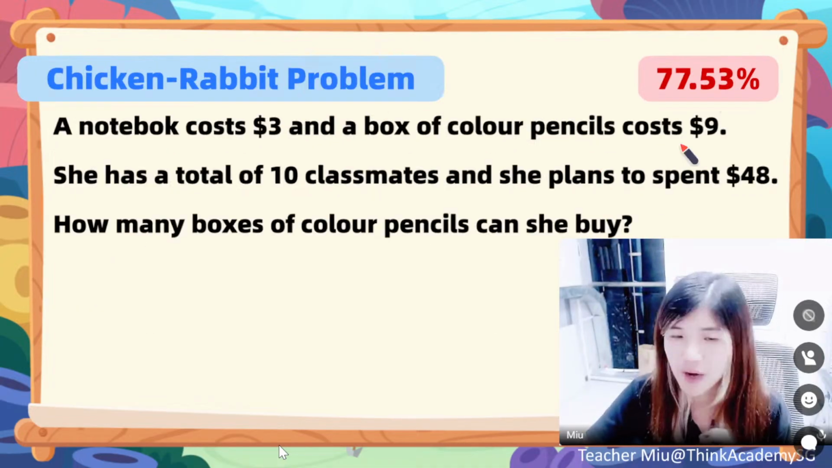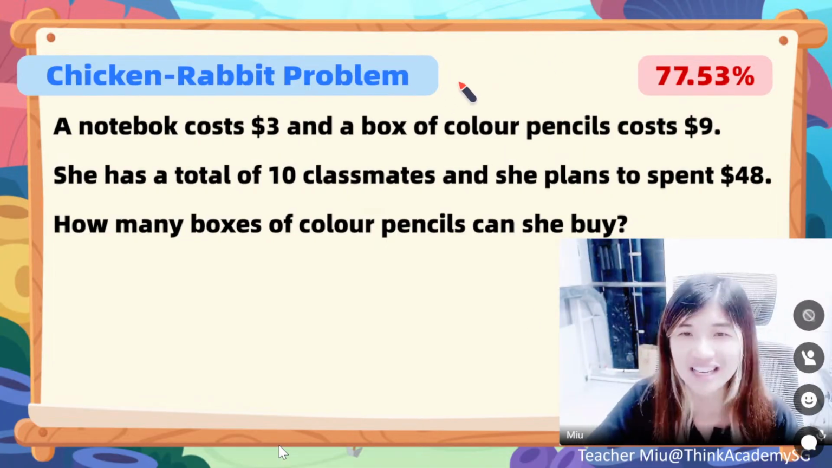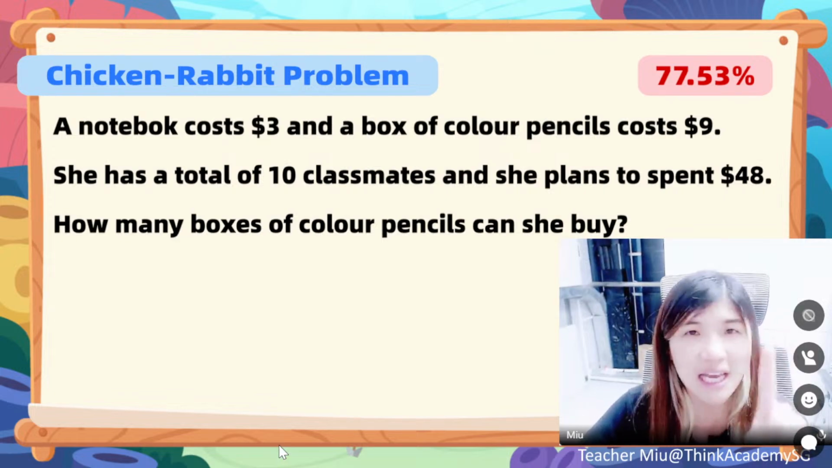After age problems, we talk about the chicken rabbit problem. For the chicken rabbit problem, the very funny thing is we use one very, very important method. What is that?